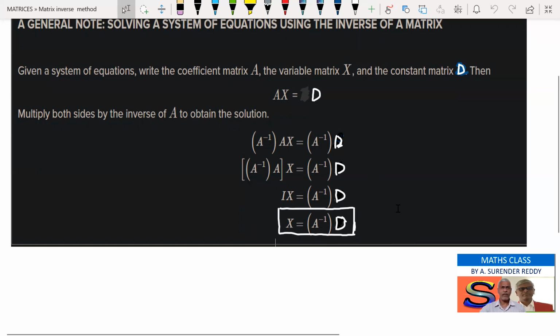We know how to calculate, how to find inverse. So adjoint by det A. So for this, we need to calculate adjoint matrix and then determinant of A, and then the product A inverse into D, that will give us the solution.